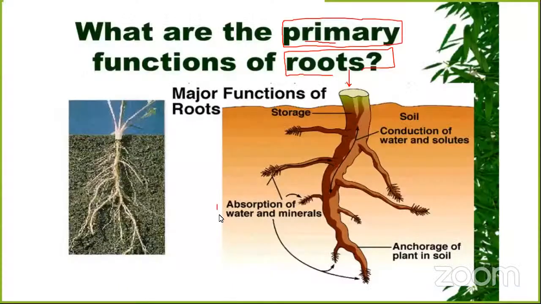Okay. So one is absorption of water and mineral salts. The first major or primary function, that is absorption of water and mineral salts. Then secondly, anchorage of the plant. Anchorage means to hold the plant firmly in the ground.